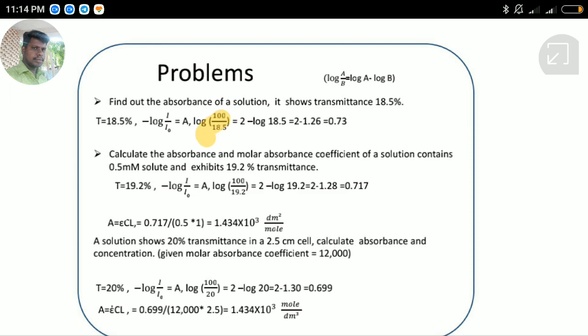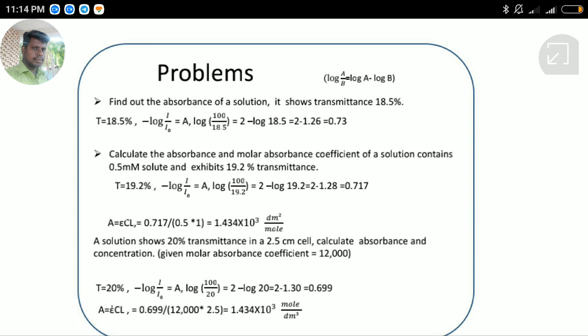So by substituting this value in this equation, we will get 0.73. This 2 arises because log 100 is 2, minus, since it is in the denominator. So log 18.5 is equal to 1.26. So 2 minus 1.26 equal to 0.73.